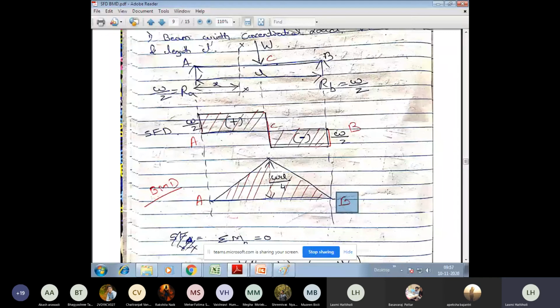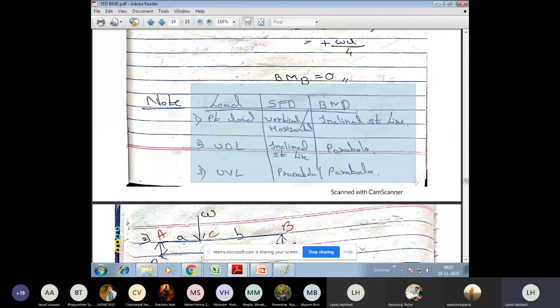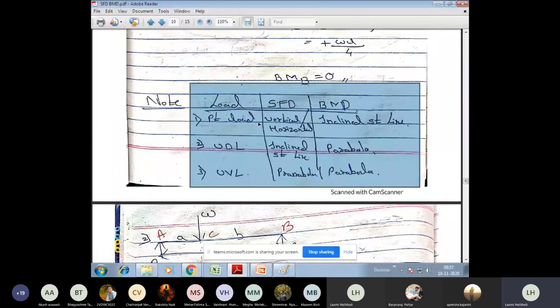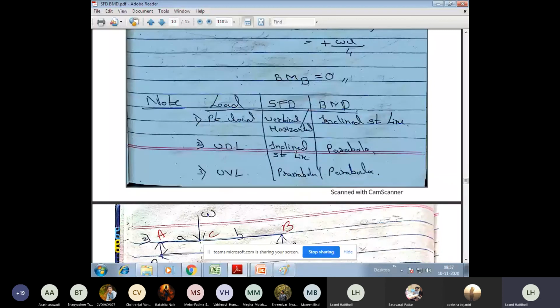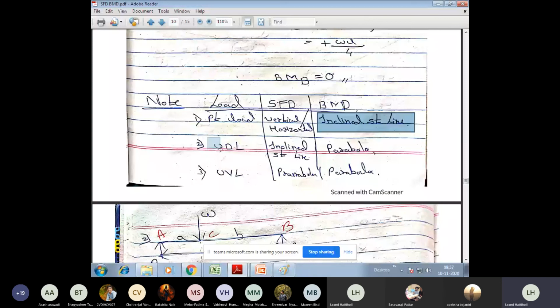Bending moment and shear force diagram. See, at the last, I have given you one table. Just remember this table. Whenever you have a point load, what is the SFD and BMD? Point load in the sense concentrated load. Whenever you have concentrated load, SFD will be a horizontal line. How will your BMD be? Inclined straight line. And whenever you get UDL, SFD will be an inclined straight line, BMD will be a parabola. And whenever you get UVL, uniformly varying load or a triangular load, SFD will be a parabola, BMD will also be a curved line. So remember this table so that it becomes easy to draw the diagram.